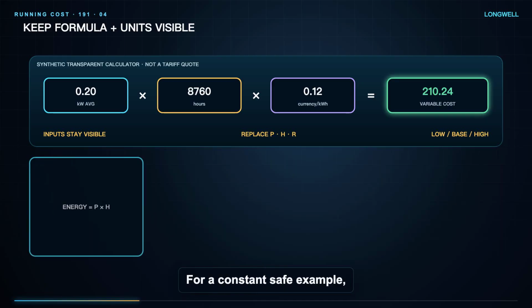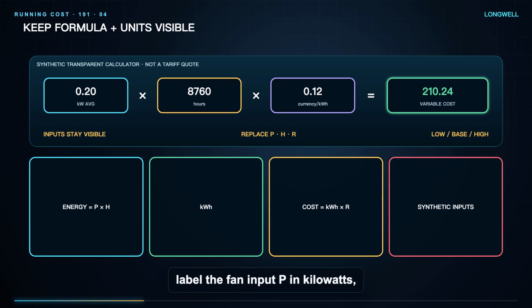For a constant safe example, label the fan input P in kilowatts, runtime H in hours, and energy rate R in currency per kilowatt hour. Energy is P times H, variable energy cost is P times H times R. The example is synthetic until the viewer replaces all three inputs.